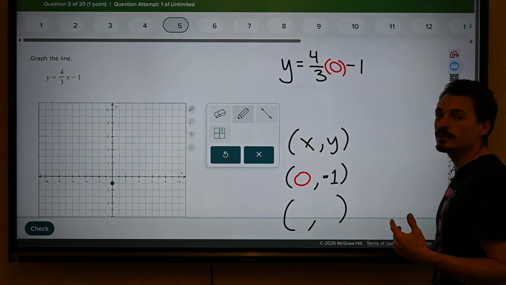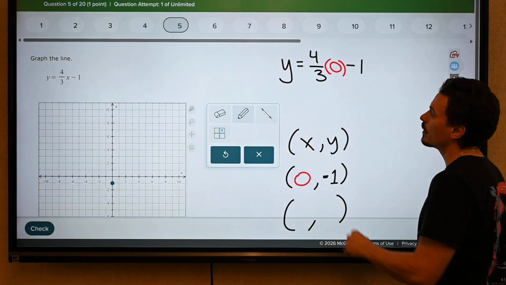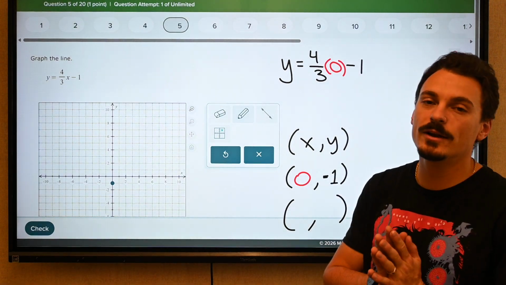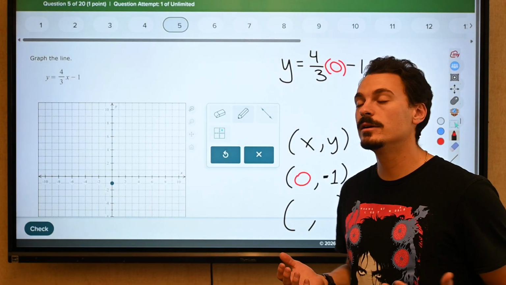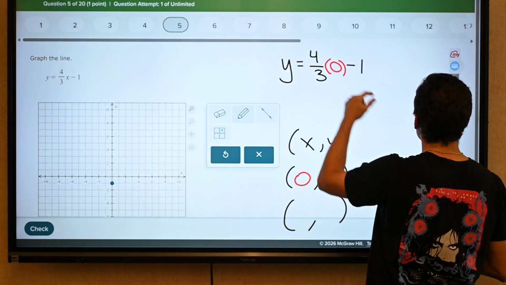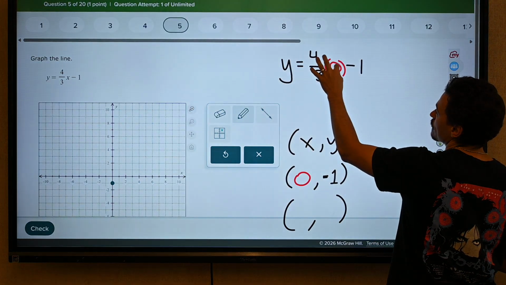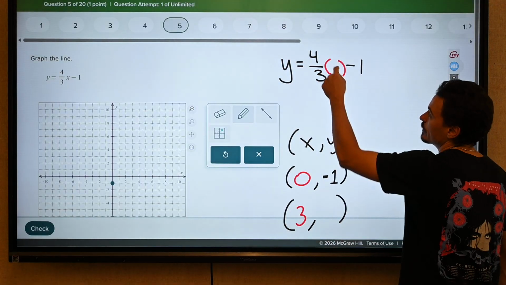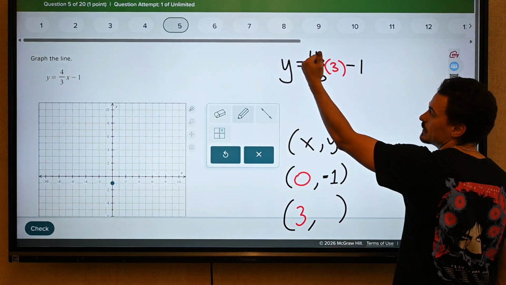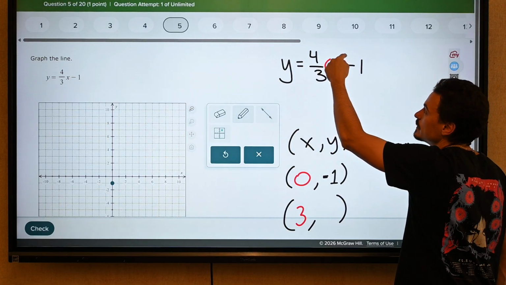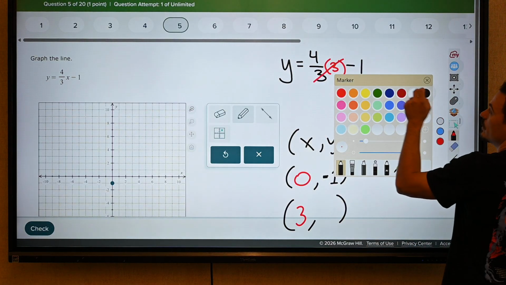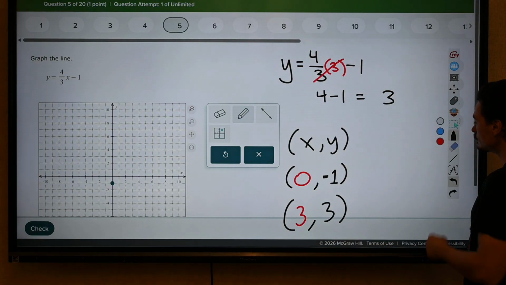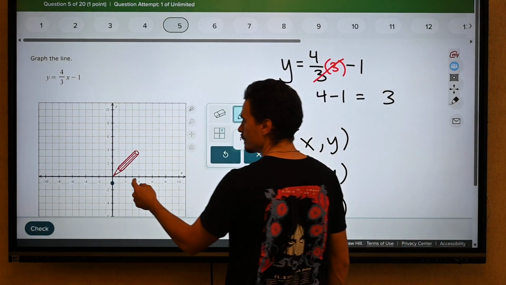Now I choose my next x value. I usually like to choose a 1, but on this question that's not beneficial. You want to choose a smart x value. Since we have a fraction, you're going to want to choose the number that's on the bottom of the fraction. So you're going to choose 3. The reason is that if you take something and cut it up into thirds, and you eat 3 of those pieces, it goes away. And then we're left with 4 minus 1 equals 3. That's the point, 3 comma 3.